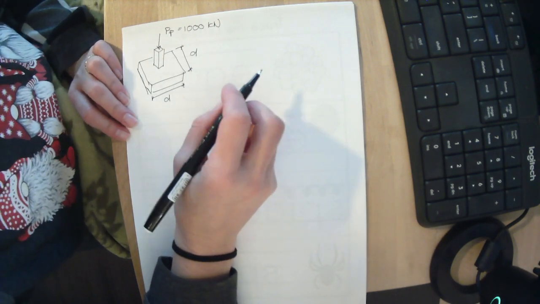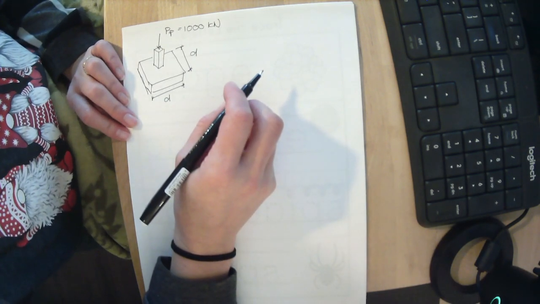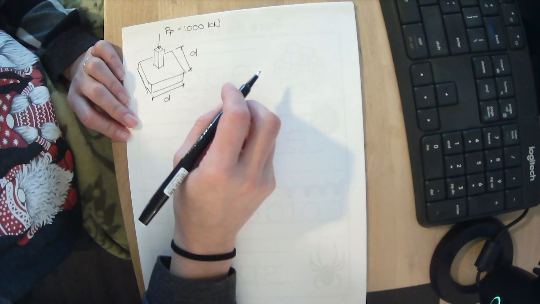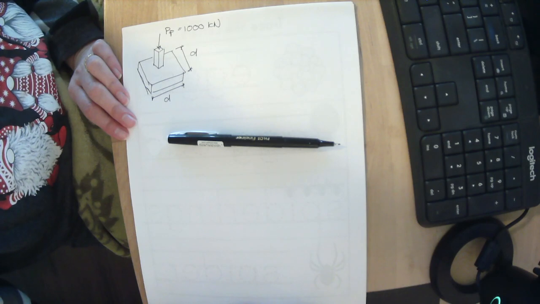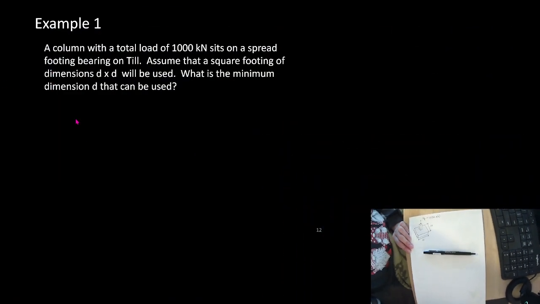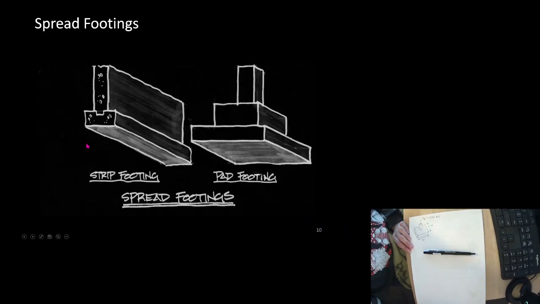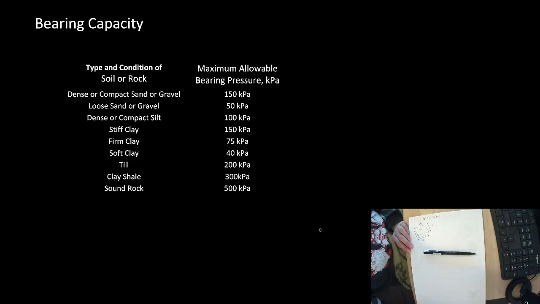So they told us that this is on, what soil did they tell us? Bearing on till. Okay, let's go take a look at our list of soil types here.